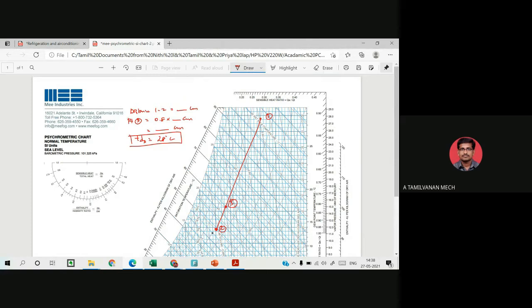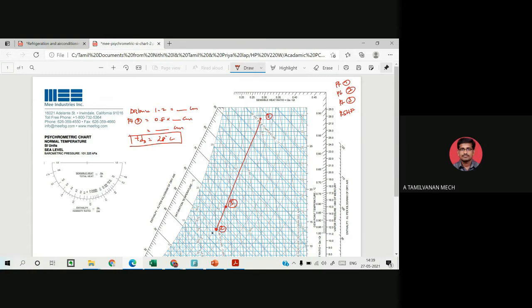Then you are going to find the room sensible heat factor line. So the first step is marking point 1. Point 2 is marked, then point 3 is marked. These are the first 3 steps. Then the fourth step is to draw the room sensible heat factor line. The fourth step is to find the room sensible heat factor line.